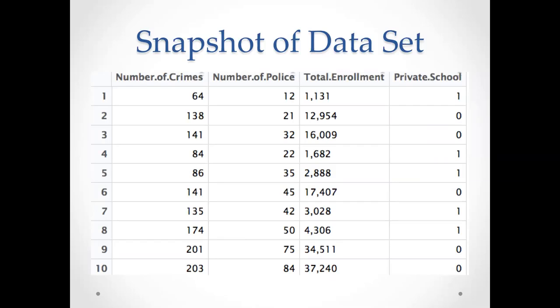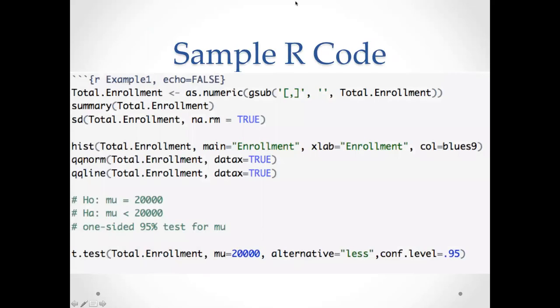It shows a comma in the report of total enrollment, which indicates that this is being recognized in R as a character string or a word. So we want to convert that to a number and remove the comma. How do we do that in R?